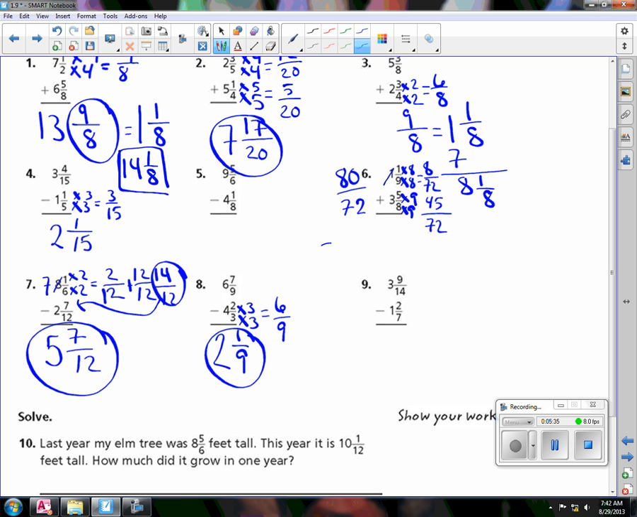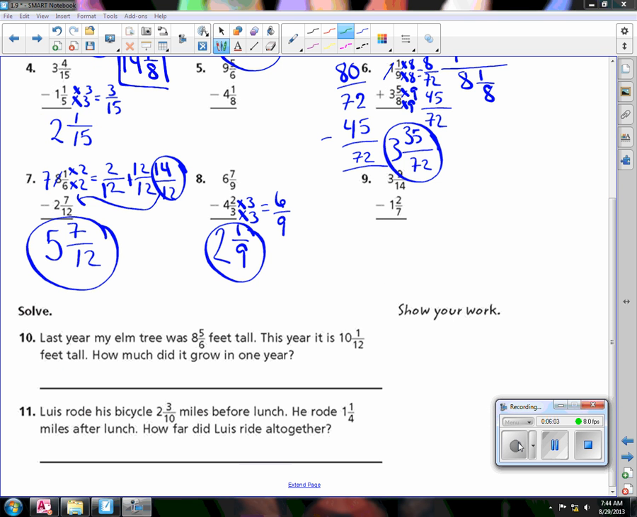72nds minus 45 72nds. Okay, so now I'm doing 80 minus 45, which is 35. So I get 35 72nds. And 6 minus 3 is 3. So here's my final answer. Okay, so it's just thinking about what can I use as my common denominator.